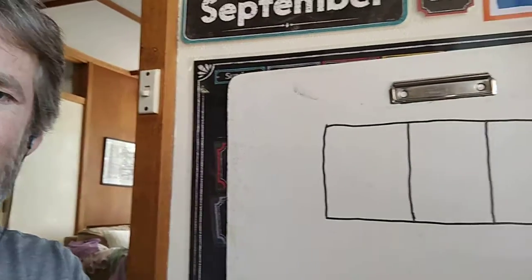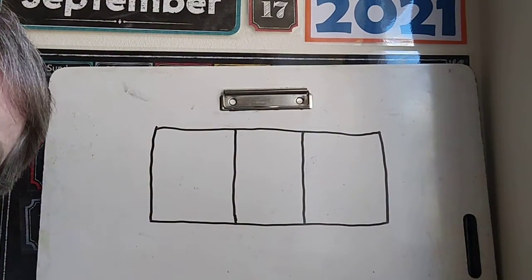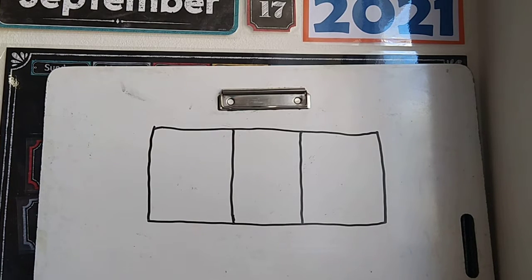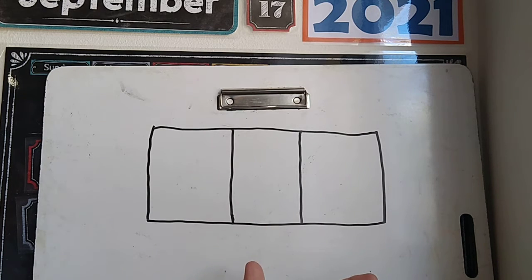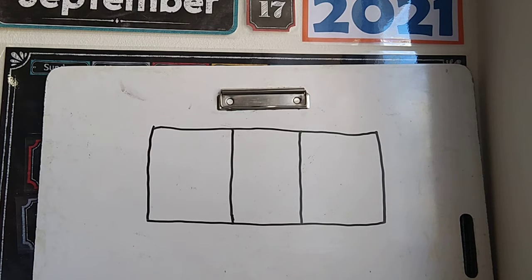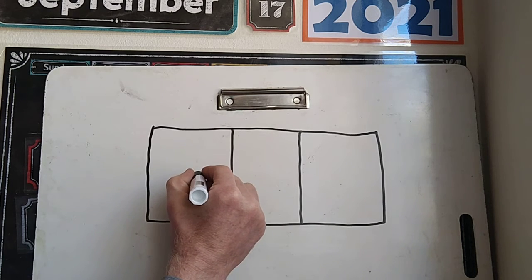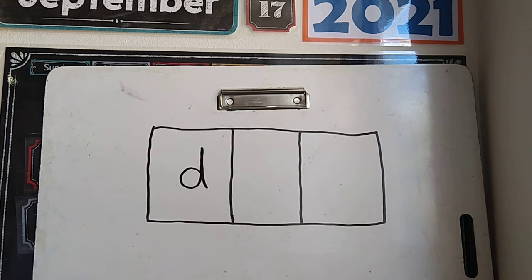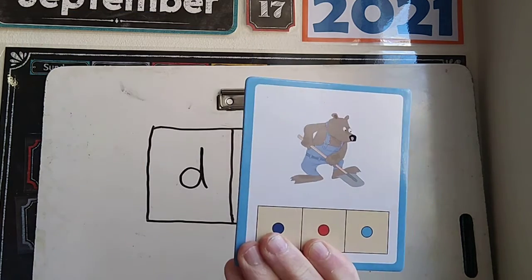Now let's go over here to our empty boxes. All right, now we have the sounds d, i, g. Dig. Now we need to find out what our first sound is. Are you ready? D, i, g. D, d, d. All right, what letter is it? The letter is a D. All right, so dig starts with the letter D.